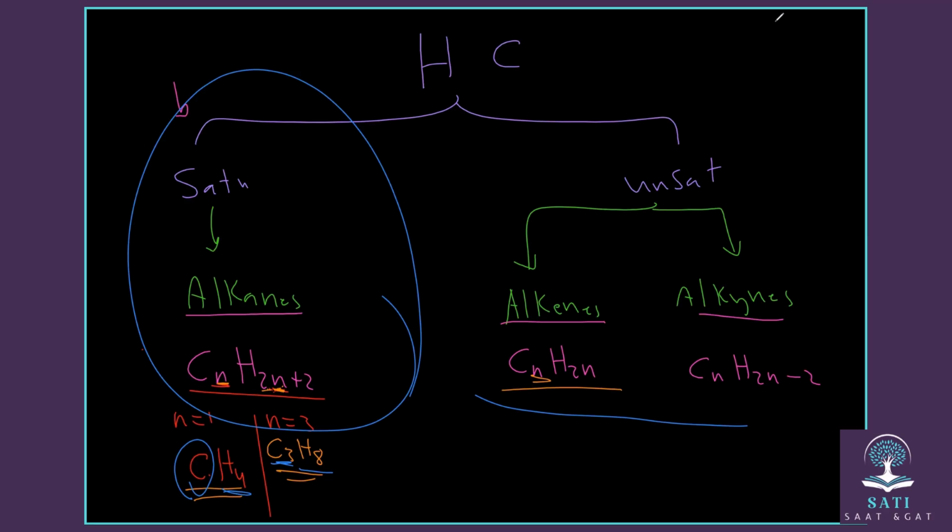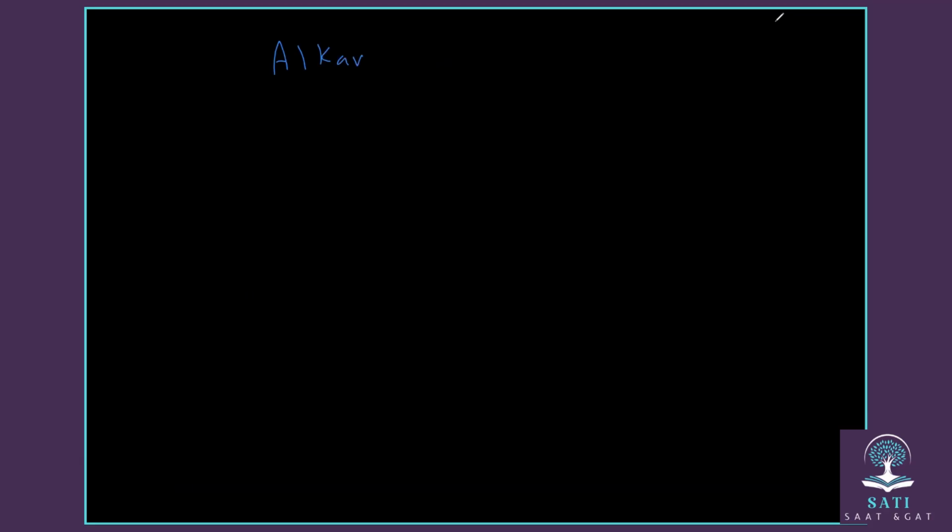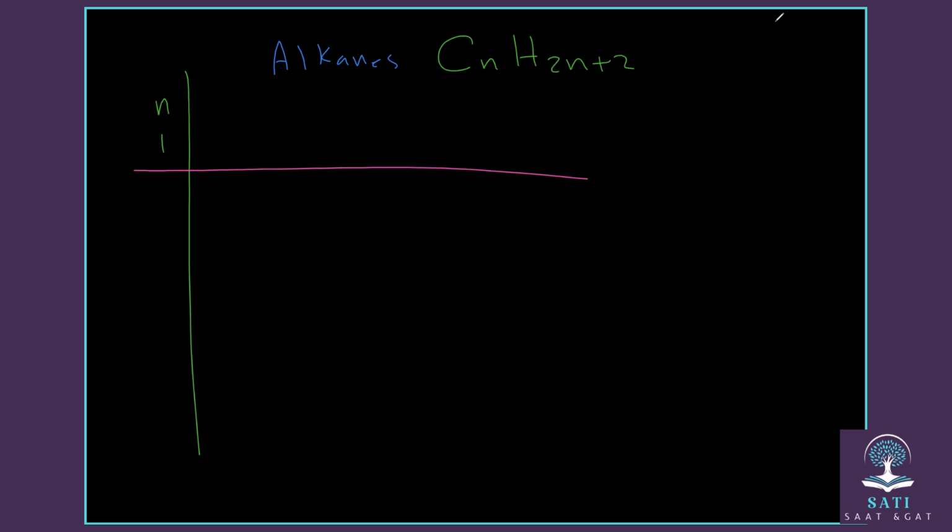Okay, now for alkanes that we are going to explain now. Alkanes, and we said its general formula is CnH2n plus 2. Good. When n is 1, what will we have if n is 1? If n is 1, that means it's going to be C1, no need to write it, and H is going to be 2 times 1, 2, plus 2, which is what?